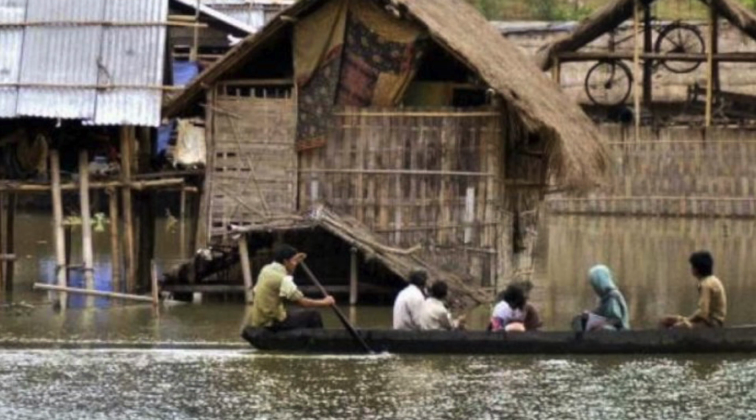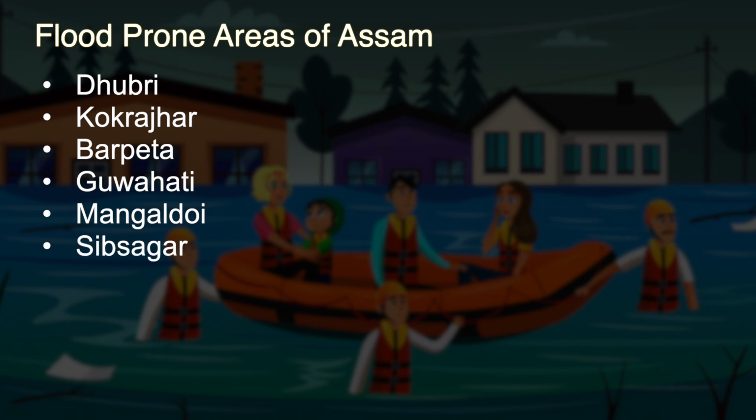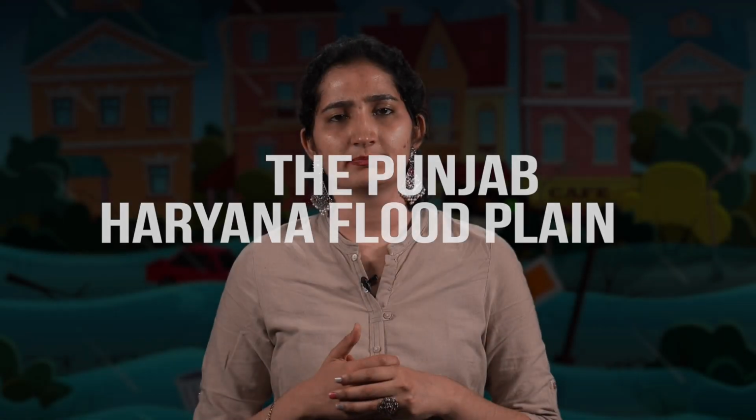The worst affected areas in Assam are Majuli, which is India's largest riverine island, Dhubri, Kokrajhar, Barpeta, Guwahati, Mangaldoi, Sibsagar, Jorhat, Dibrugarh and Tezpur. According to one estimate, about 80 lakh hectares, that is over 45% of total area of Assam is flood prone. Now let's look at the next flood prone region, the Punjab-Haryana floodplain.